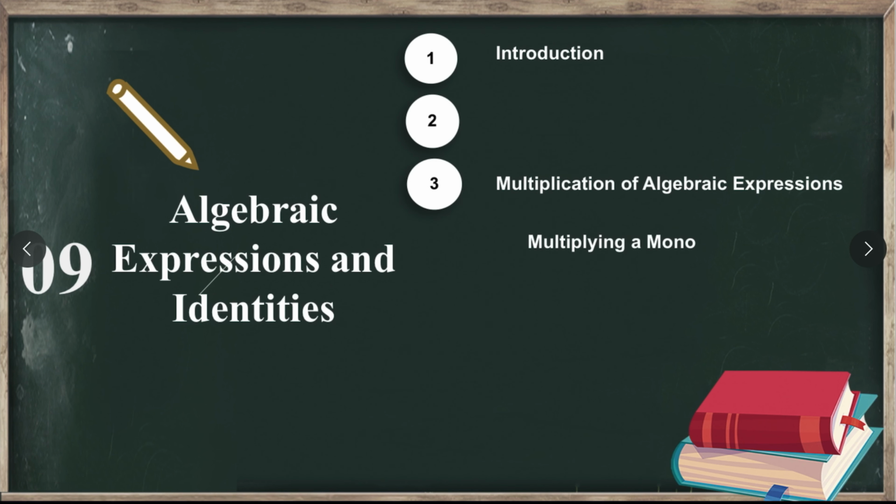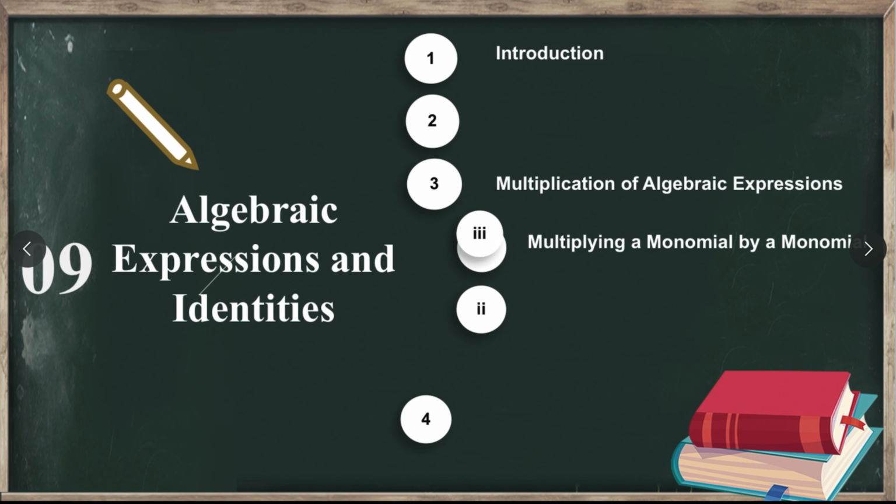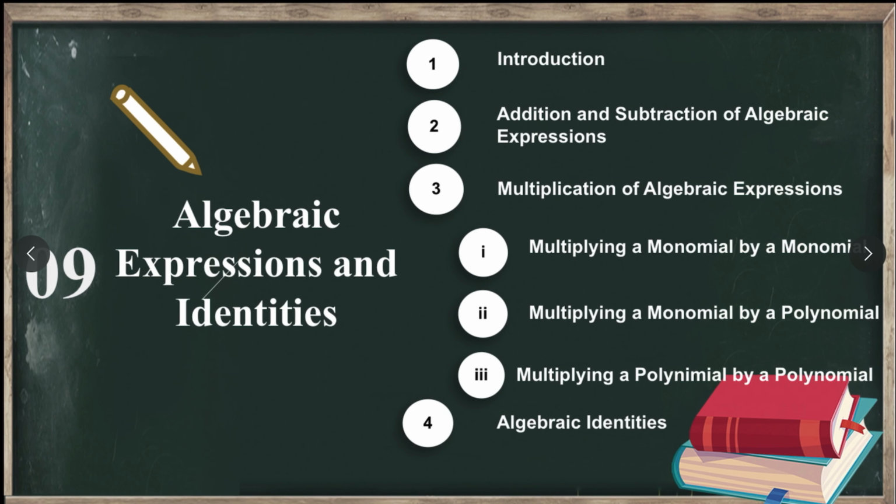The chapter number 9, Algebraic Expressions and Identities, is divided into a total of 4 subtopics. The first one is the introduction, where we will discuss the basic terminology involved in this chapter. Then we have addition and subtraction of algebraic expressions.